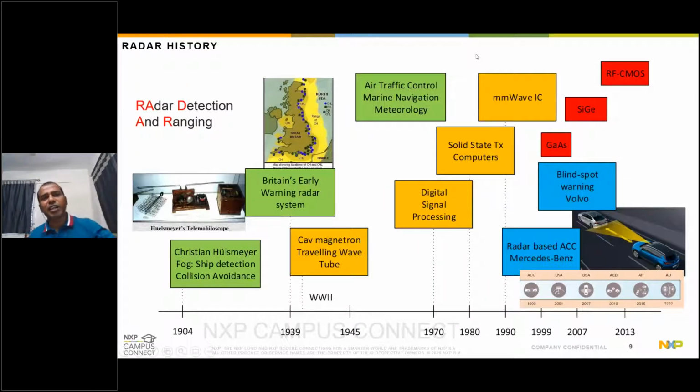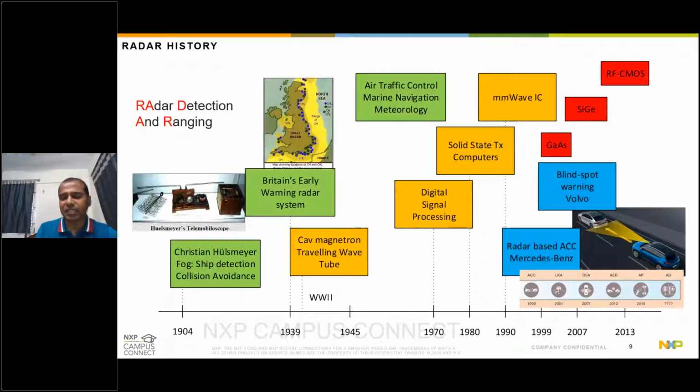So this is the history of radar. Radar is a pretty old technology, dating from somewhere around 1904. Radar has been used in various things. Initially, radar, short for radio detection and ranging, was used by the US Army, and later this was migrated to various technologies like air traffic control, marine navigation and meteorology.